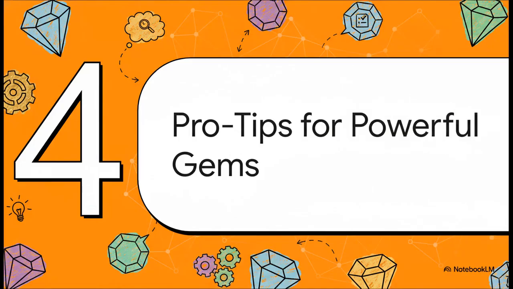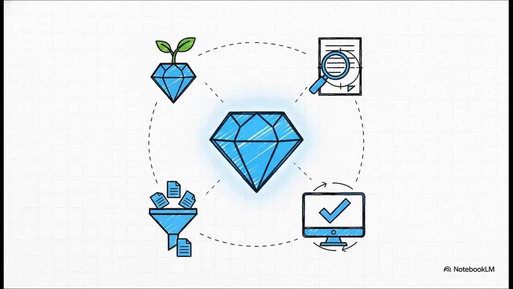Okay, so building a basic gem is easy, but building one that becomes an absolutely essential part of your workflow, that takes a little more strategy. So let's cover some pro tips. First off, you need to be ridiculously specific in your instructions. Vague instructions get you vague results. So instead of just writing, be friendly, try something like, act as a witty, encouraging coach who uses emojis. See the difference?